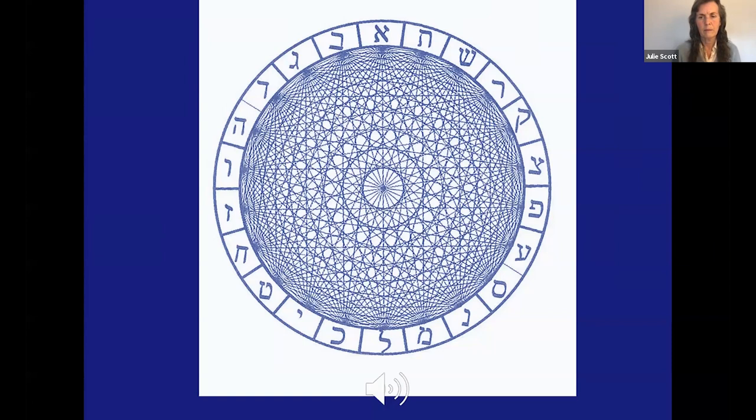Ayin Pei, Ayin Tzadi, Ayin Kuf, Ayin Resh, Ayin Shin, Ayin Tav. Pei Tzadi, Pei Kuf, Pei Resh, Pei Shin, Pei Tav. Tzadi Kuf, Tzadi Resh, Tzadi Shin, Tzadi Tav. Kuf Resh, Kuf Shin, Kuf Tav. Resh Shin, Resh Tav. Shin Tav.